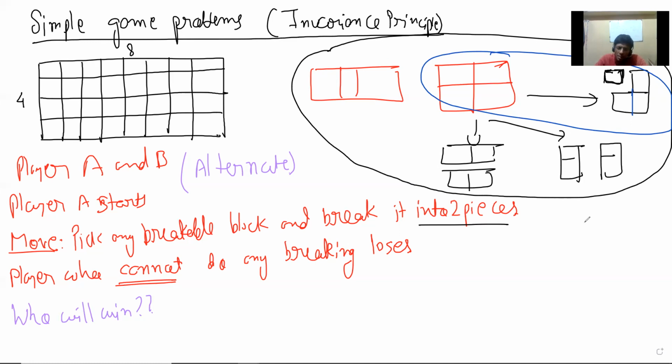So again, you can try small cases and see. You can take a 4x4 and see, or a 2x2, 2x4, anything. Similar to what I have given, 4x8, you can take a smaller, similar example. So let's see. For 2x2, A will lose. So this is the 2x2, and A begins.